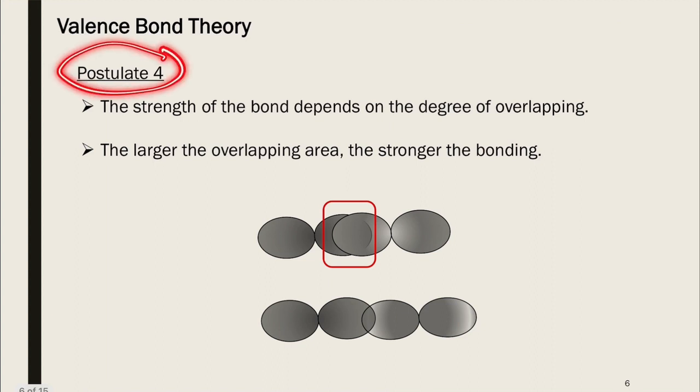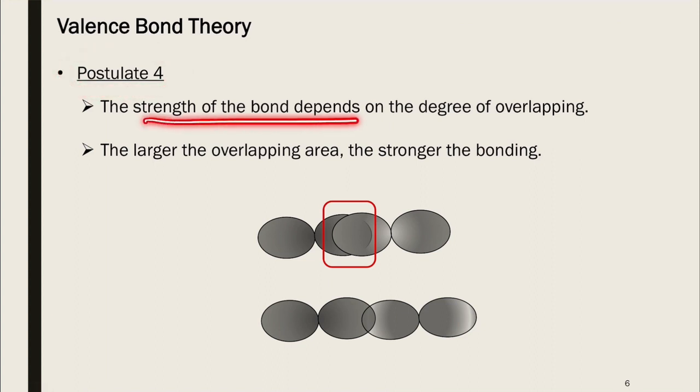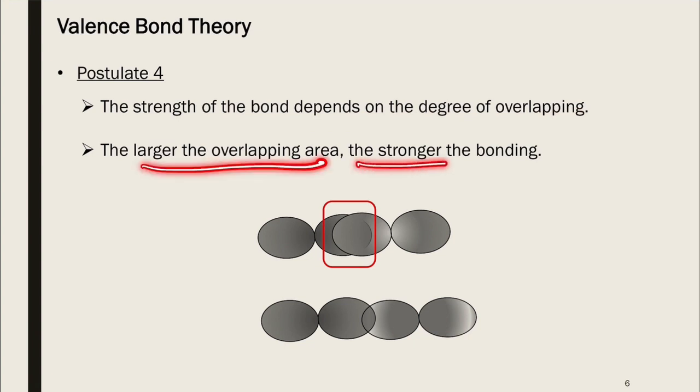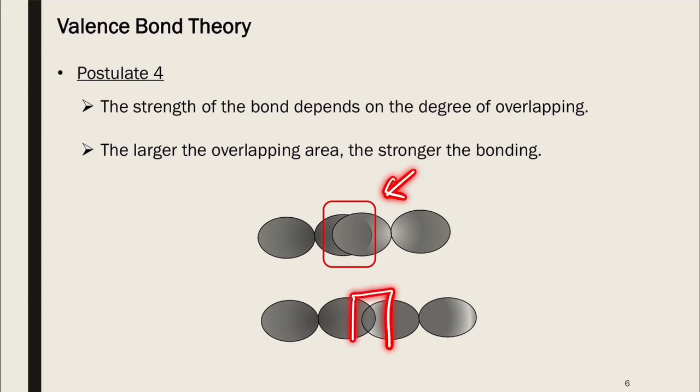And the last postulate is that the strength of the bond depends on the degree of overlapping. So the larger the overlapping area, the stronger the bonding. So bila kamu compare diagram atas dengan bawah itu, bahagian atas itu dia punya overlapping area adalah lebih besar daripada yang di bawah. Maksudnya, okay, rajah yang di atas itu mempunyai stronger bonding jika dibandingkan dengan gambar rajah yang di bawah.